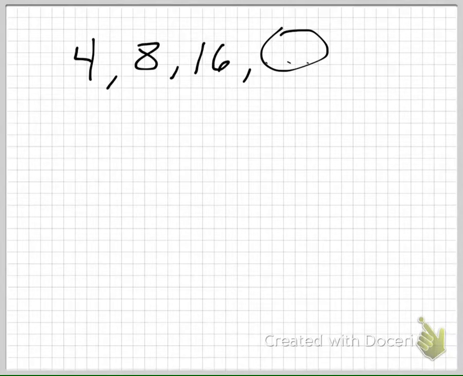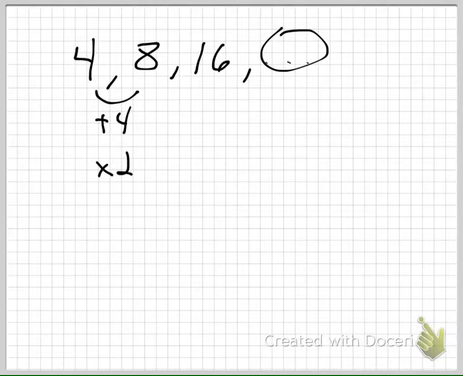So, since that's true, we have to decide. First, it could be addition. If it was addition, then how would we go from 4 to 8? It would be plus 4. Do you agree? Yeah. What else could it be? How else could it go from 4 to 8? It could go times 2, right? It could be either plus 4 or times 2. Does that make sense?